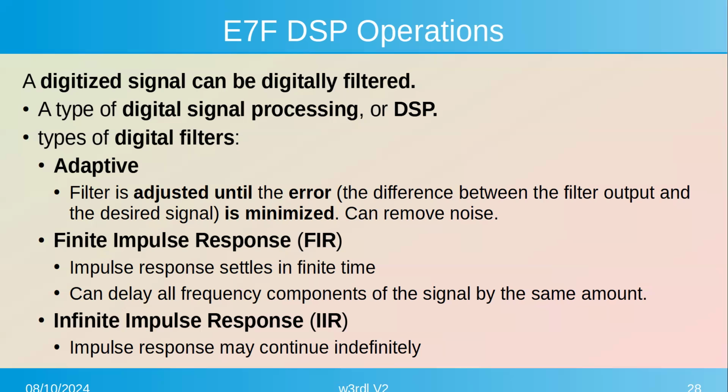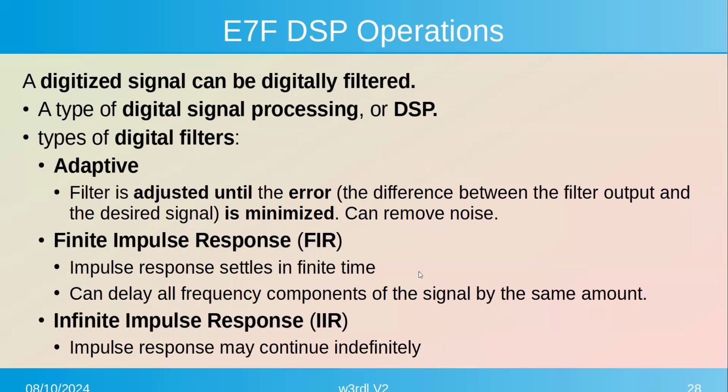Then we have finite impulse response. It's called finite because the output of it will settle to its final value in a finite period of time. So you don't have infinite ringing type thing going on. An infinite impulse response is a recursive type filter, and it can actually never settle out depending on the filter and the input. So, and they're used for different purposes.